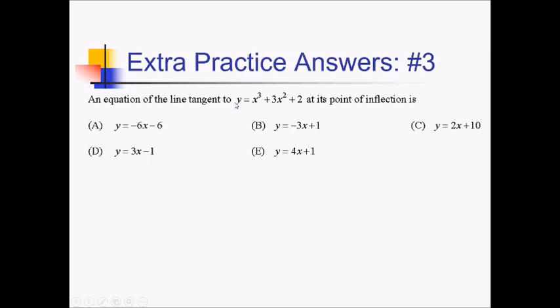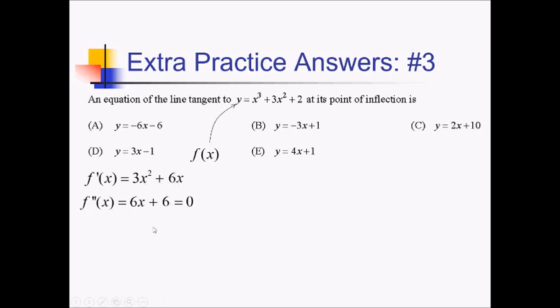I'm going to label this as f of x from here on out, just so I can refer to it quickly. So let me first find f prime of x. I'll be using that later anyway when I want the slope of my tangent line. That's going to be 3x squared plus 6x, and then that 2 is just gone, that's 0. And now let me go one more derivative. F double prime is going to be 6x plus 6.